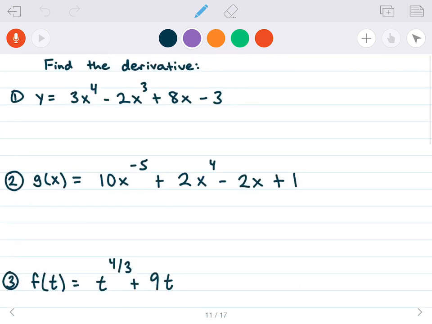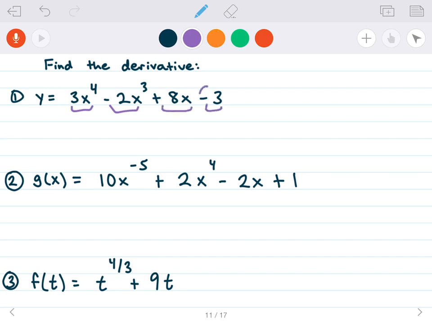As I said, we're just going to do a bunch of examples in this video. We want to find the derivative of this function: 3x to the 4th minus 2x to the 3rd plus 8x minus 3. We're going to use a combination of the first theorem we looked at, the constant times a function theorem, as well as the sum and difference of derivatives, and the power rule. So we're using all three, technically. We just differentiate term by term.